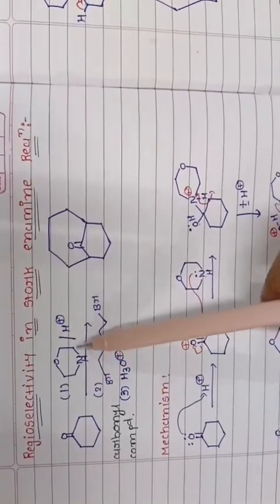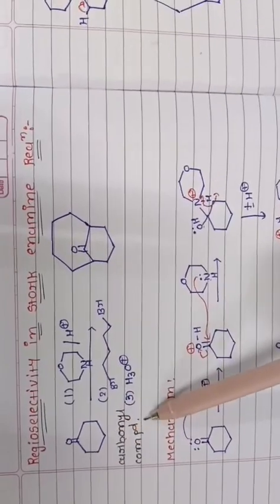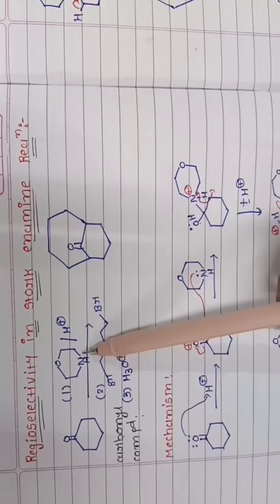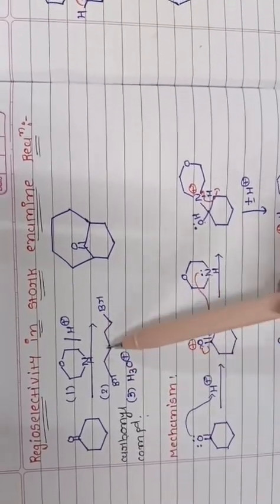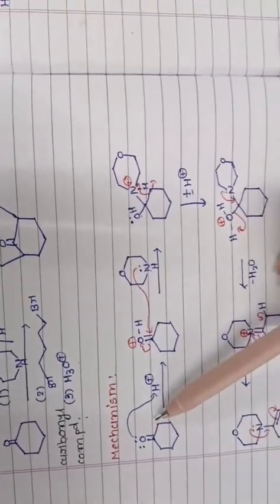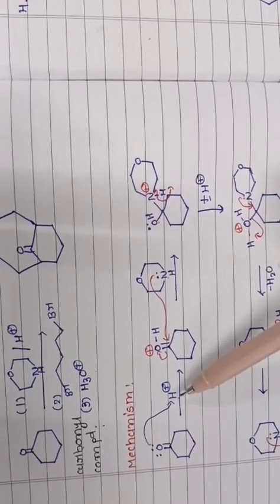Today we are gonna see regioselectivity in the Stork enamine reaction. Our starting material is a carbonyl compound. We are gonna react this carbonyl compound with a morpholine ring in acidic media and with our electrophile, followed by hydrolysis.